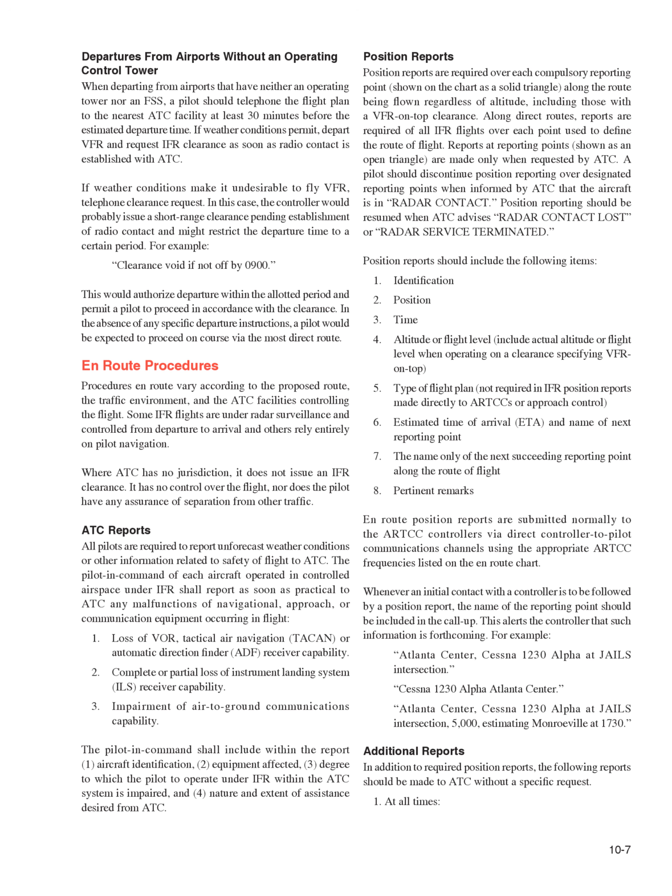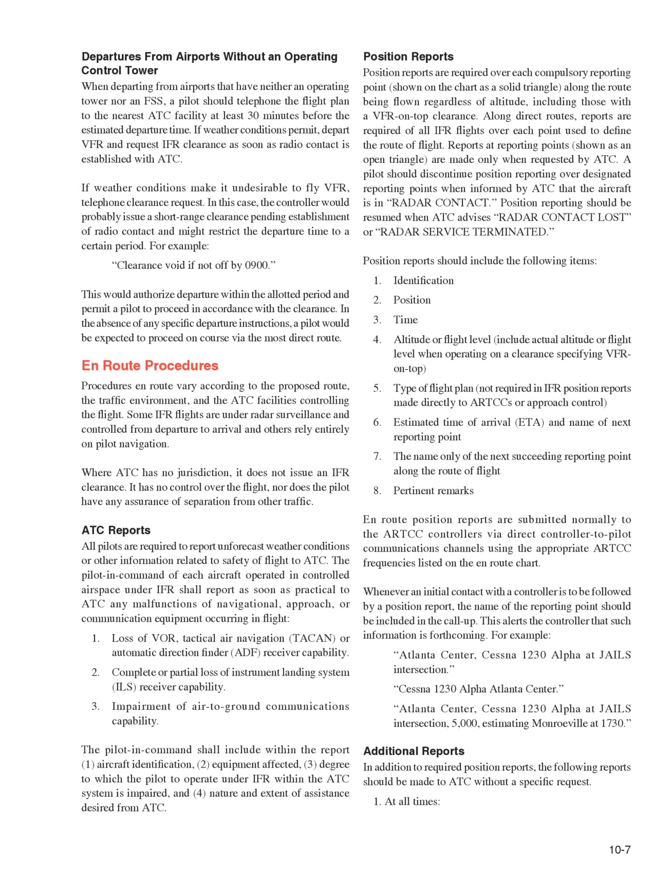Position reports. Position reports are required over each compulsory reporting point, shown on the chart as a solid triangle, along the route being flown regardless of altitude, including those with a VFR on top clearance. Along direct routes, reports are required of all IFR flights over each point used to define the route of flight. Reports at reporting points, shown as an open triangle, are made only when requested by ATC. A pilot should discontinue position reporting over designated reporting points when informed by ATC that the aircraft is in radar contact.